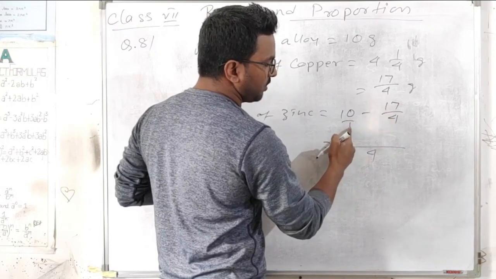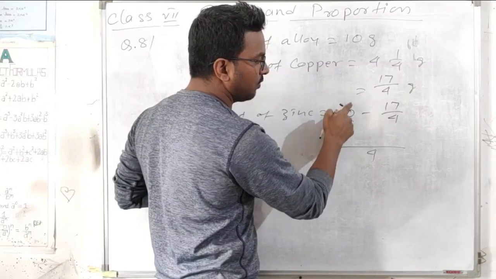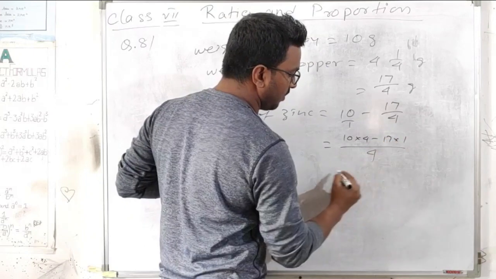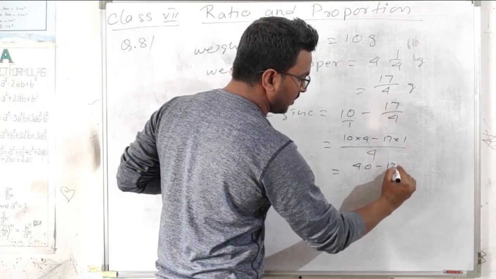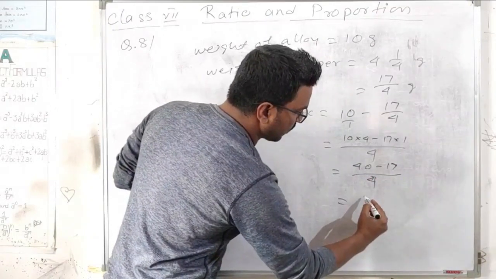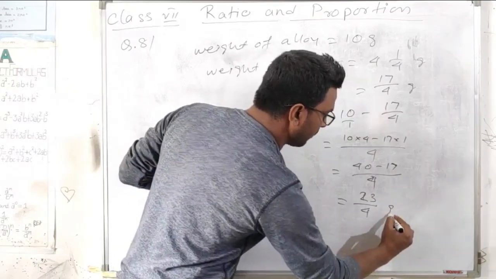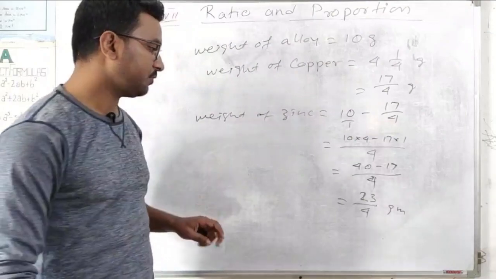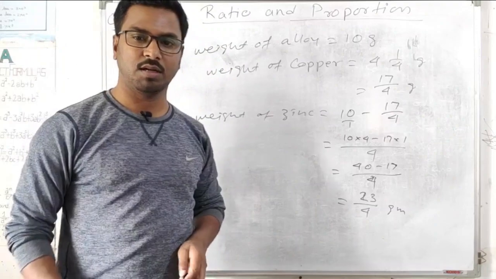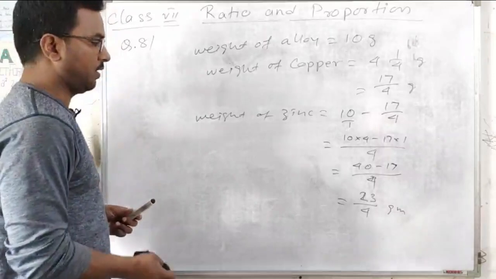Since the LCM is 4, we multiply both numbers. In the numerator we'll cross multiply, 10 into 4 minus 17 into 1. So this will become 40 minus 17, over 4. So this will become 23/4 gram. Okay, so weight of zinc will become 23/4 gram. Clear? Now here it is saying, find the ratio of the weight of zinc to copper.